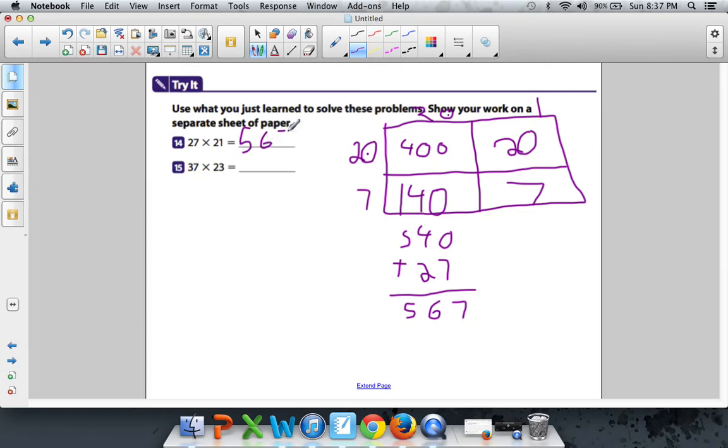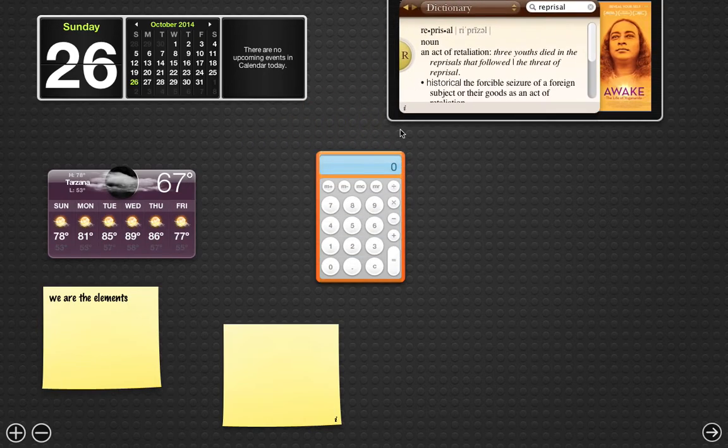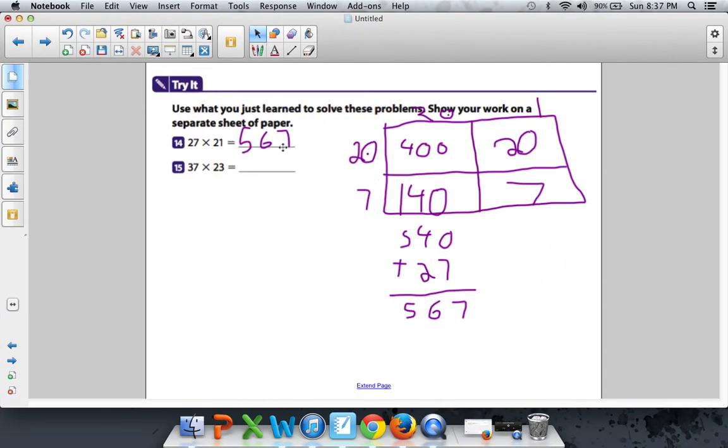567. And just because I'm nervous, I'm going to double check that on a calculator. 27 times 21. Let's go to my calculator real quick. Where's my calculator at? Move, dictionary. Get out of the way, dictionary. I want to use my calculator. Okay. So 27 times 21 equals 567. Cool, hooray! We are the smartest.